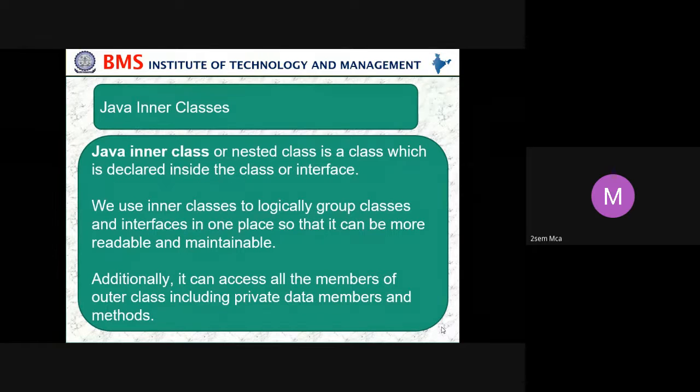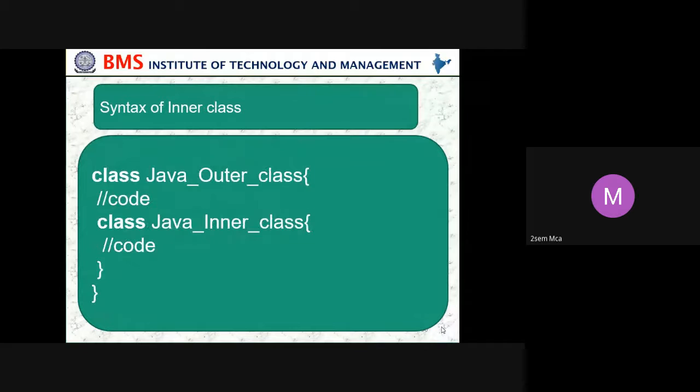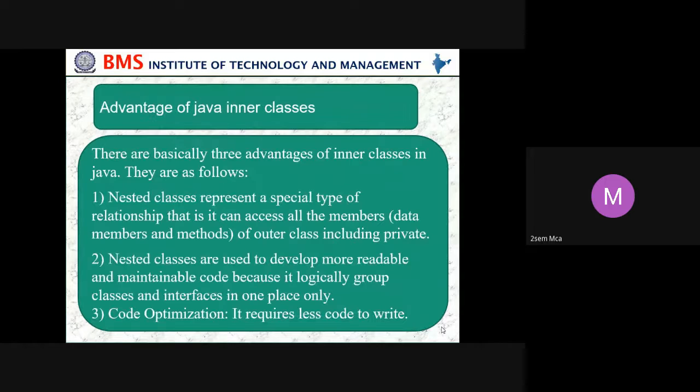Then we started with the Java inner class. Just as we know an if within another if, or a for within another for, similarly a class within another class is called an inner class. This is the syntax, with the outer class and the inner class. Then, what are the advantages of an inner class? The nested class represents a special type of relationship: it can access all the members of the outer class, including private ones.